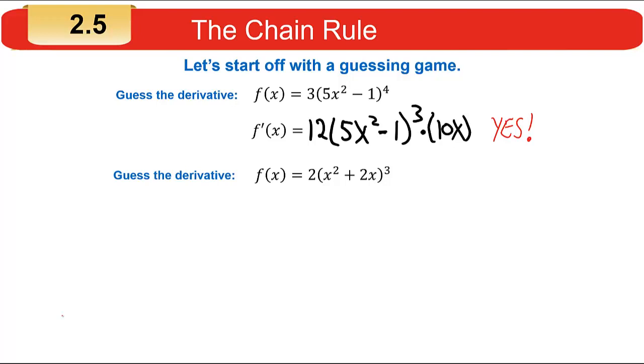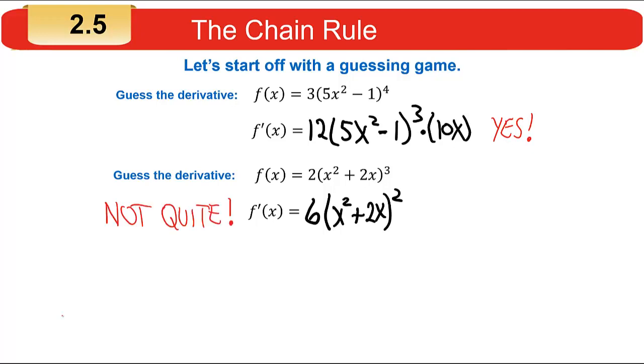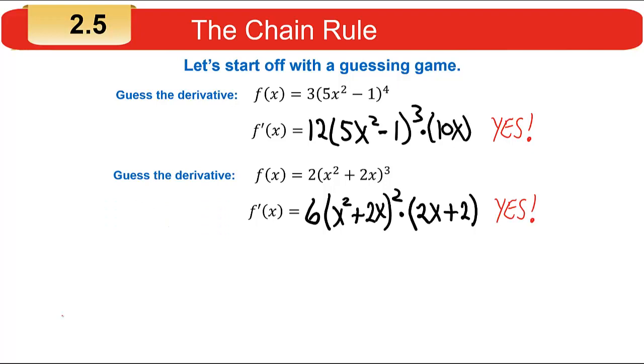What if I ask you to guess the derivative of this function? Again, it's 2 times a function of x to the 3rd power. If you follow this same procedure for the power rule, you might say the answer is going to be 3 times 2, which is 6, base to the 1 less power, which would be 2. As before, that's not quite right. It's off by a factor, and it turns out that the factor it's off by is 2x plus 2.